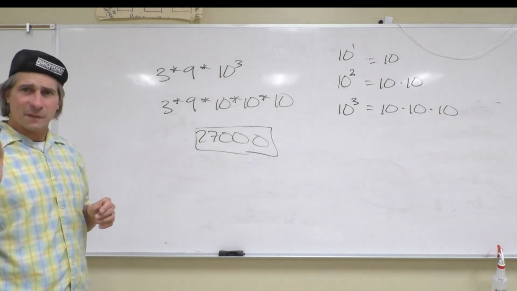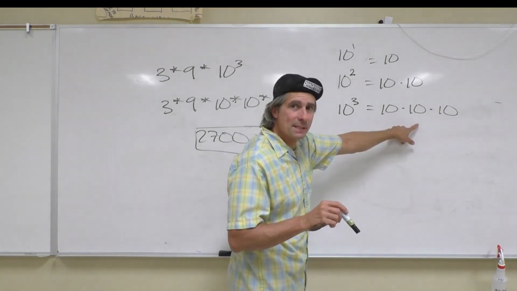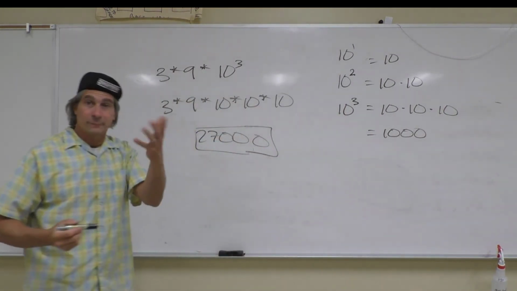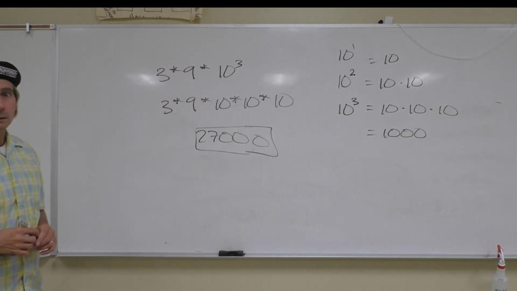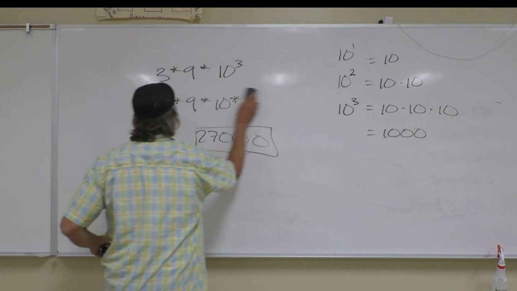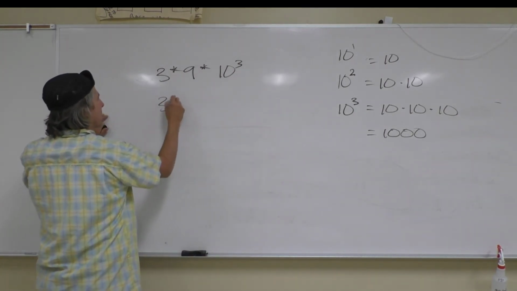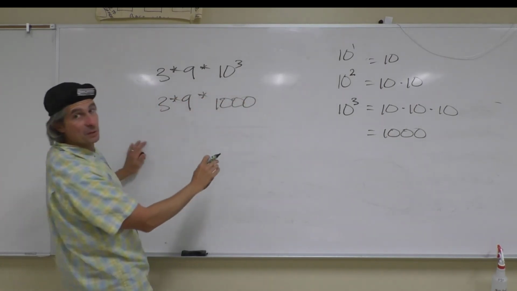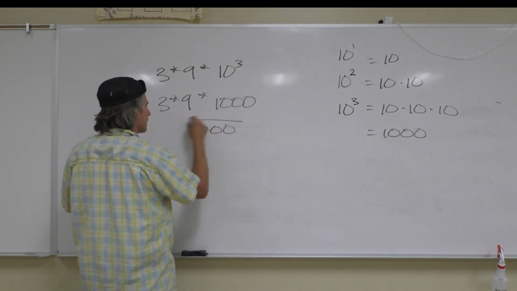Well, let's think about this. 10 cubed is 10 times 10 times 10. Isn't that 1,000? Yeah. So could we have done this first and rewritten 10 cubed as 1,000? Absolutely. Because then it's 3 times 9 is 27, times 1,000 is 27,000.